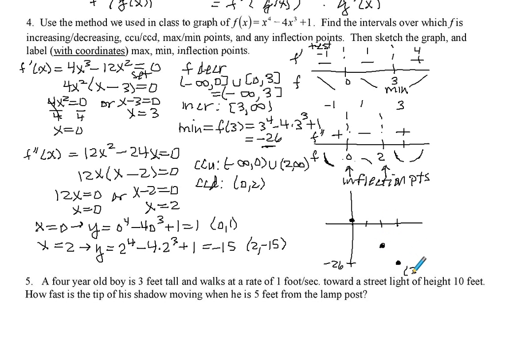So this is our min at 3, -26. Got our inflection points here at 2, -15, and 0, 1. So now to the left of 0, we're decreasing concave up. So this guy comes in like this. Between 0 and 2, decreasing concave down. So concavity switches. And then from 2 to 3, we are decreasing concave up. So like this. And now to the right of 3, we are increasing concave up like that.